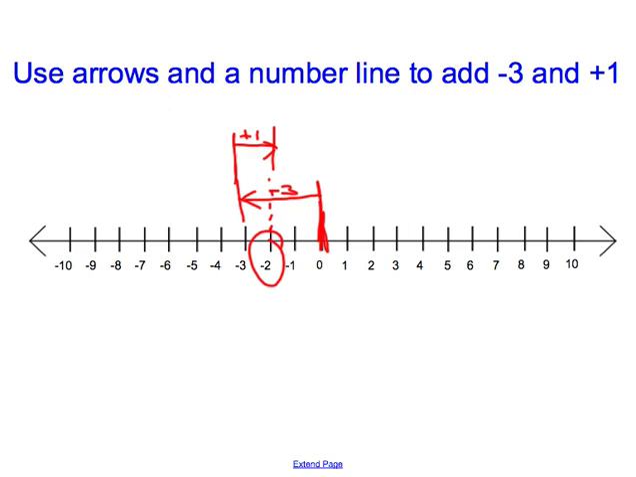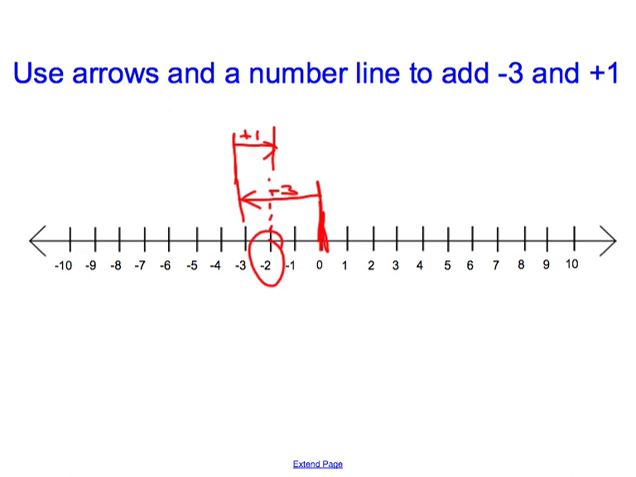So this is showing, using number lines and arrows, how the addition of -3 plus 1 gets you the result of -2. And there's often times during the year, even a month down the road or 2 months when we've gotten into this, somebody will ask, how do you add this and that?